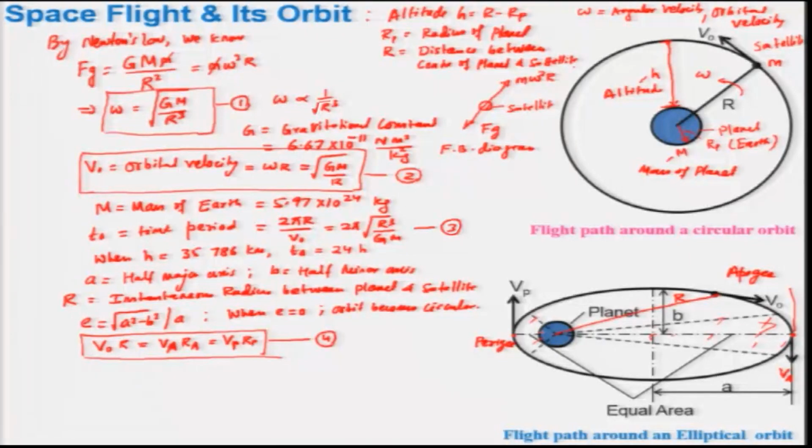We can also keep in mind that r p is very small, this distance from the planet to the satellite when it is here. So V p has a very high value, whereas this other distance is very high, so V a is small. Therefore V p will be greater than V a.